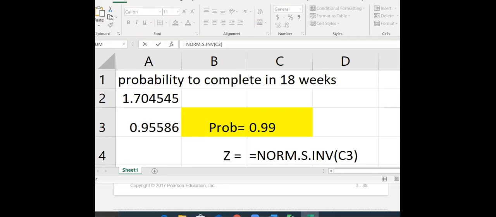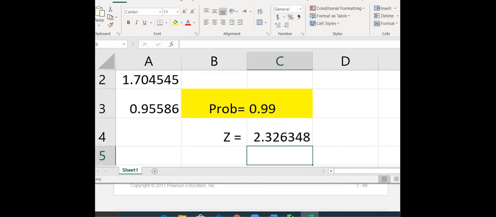All right, so as you can see, you can do the inverse process when probability is given to you. So you use norm.s.inv of 0.99, and that should give you the z-value. The z-value here is 2.32. How many of you have this z-value? Did I do it correctly?